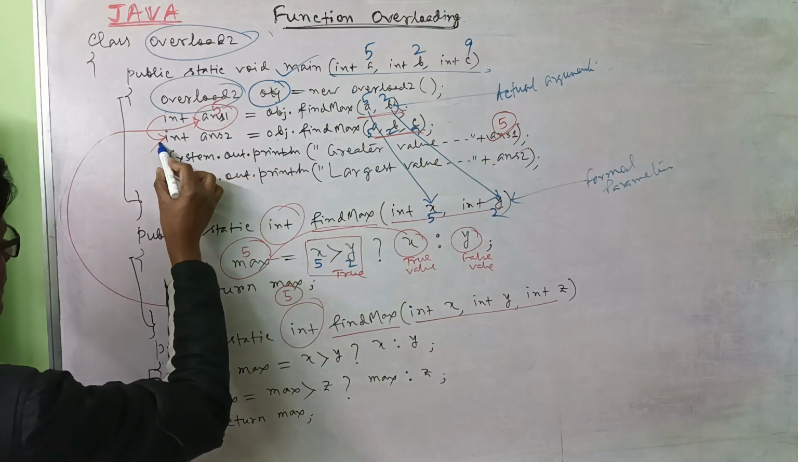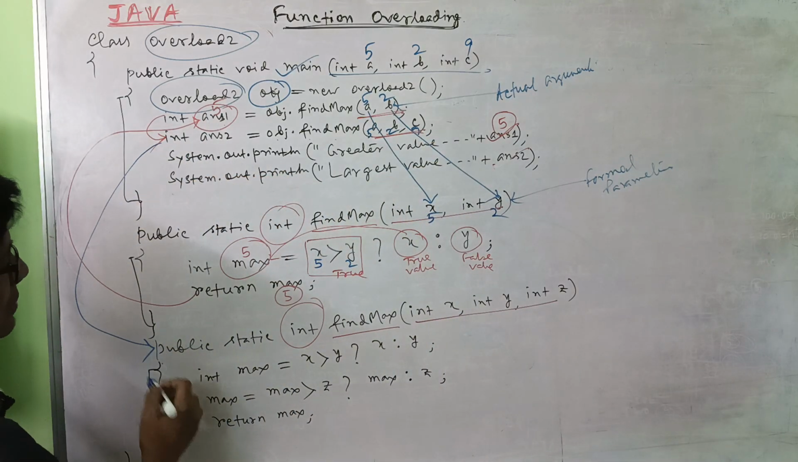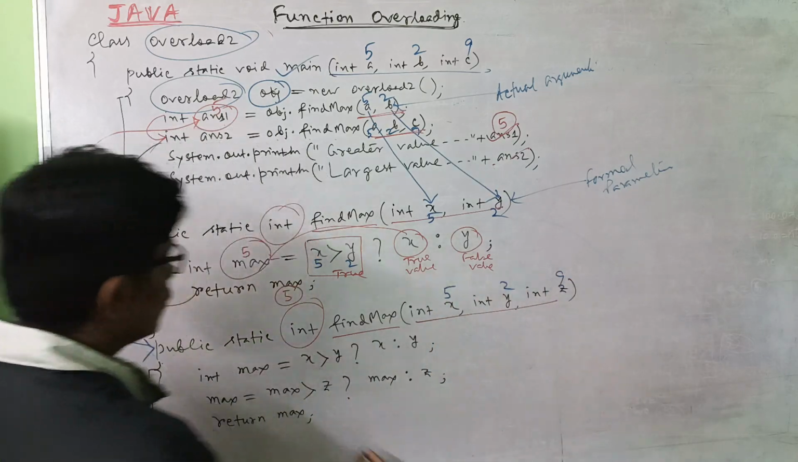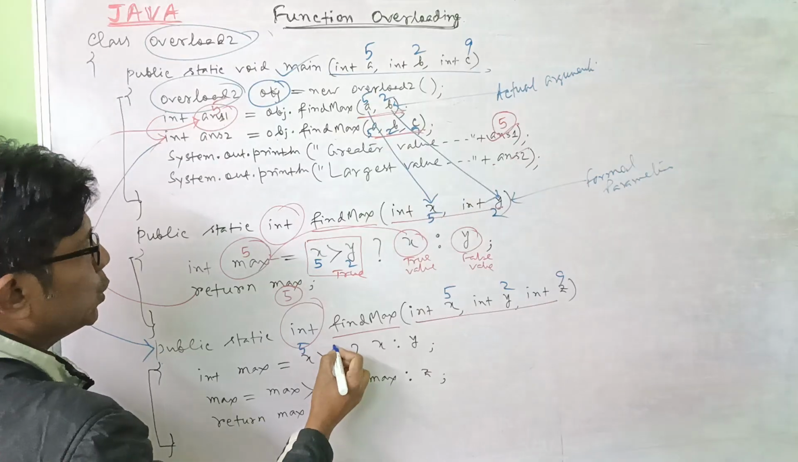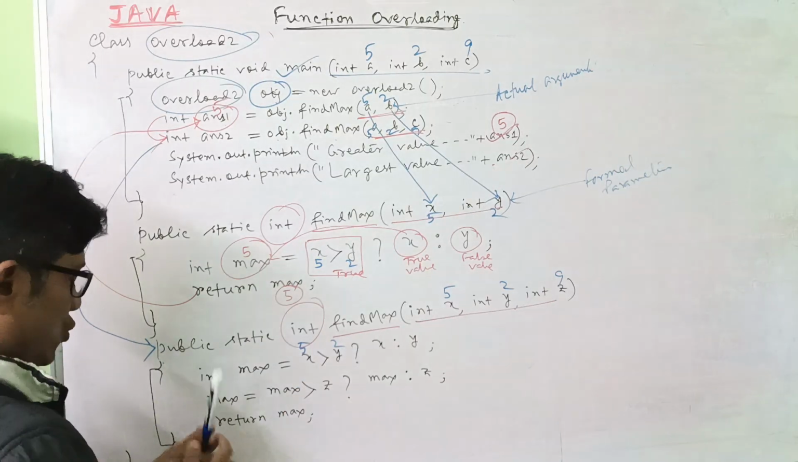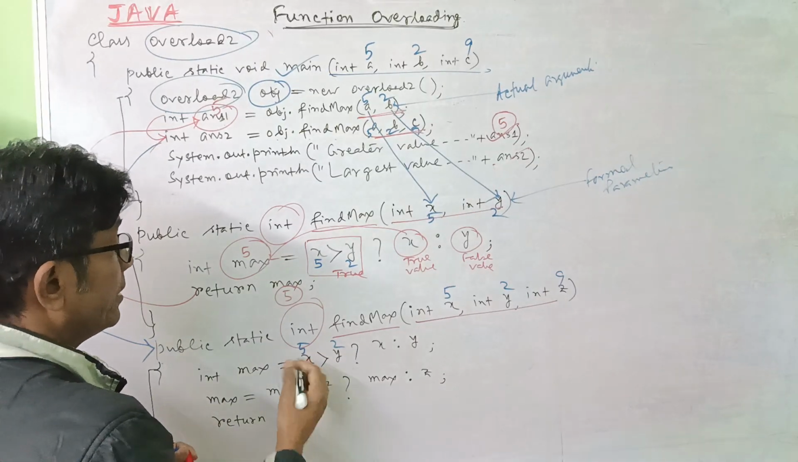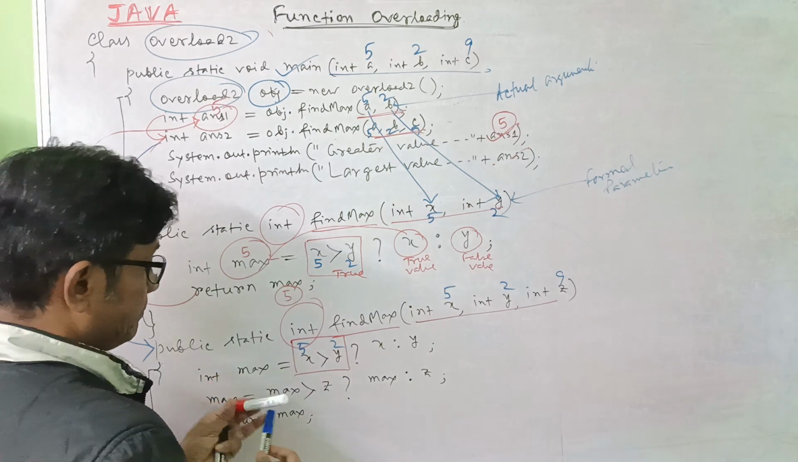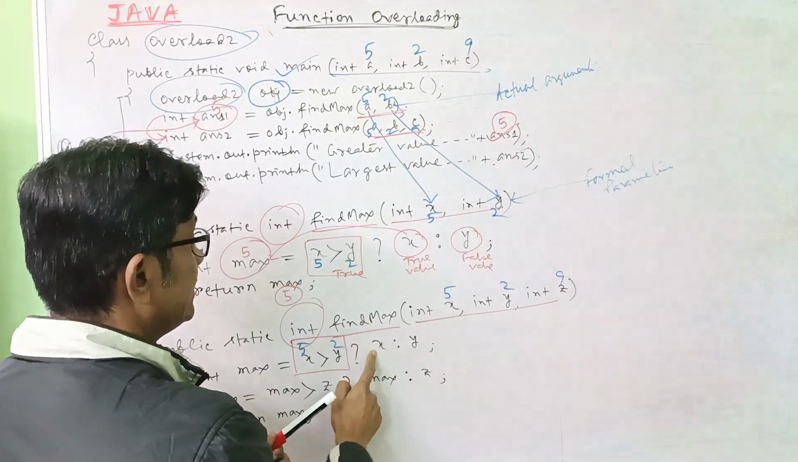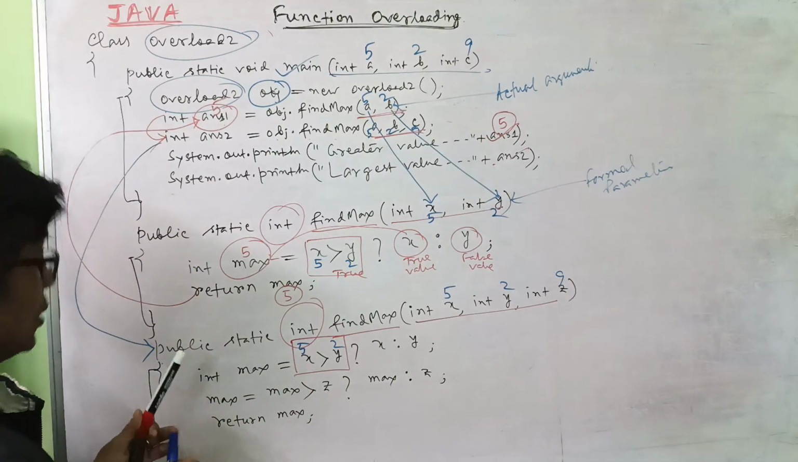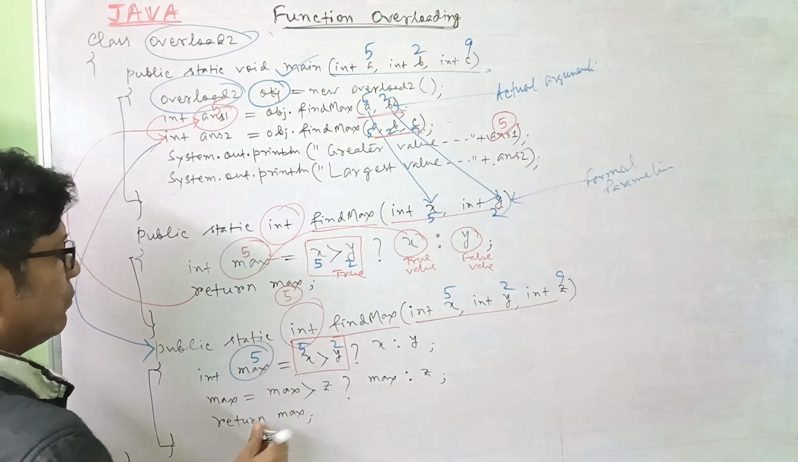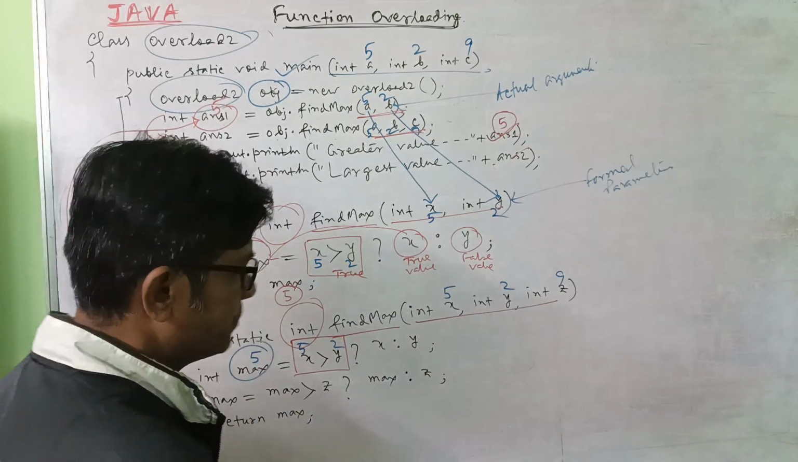Whenever you come here this time, the values are 5, 2, 9. So for 5 and 2, computer, please check. We are checking using the ternary operator, with this being 5 and this being 2. What answer will you get? You will get 5 here. Now once again we are checking with another ternary operator.